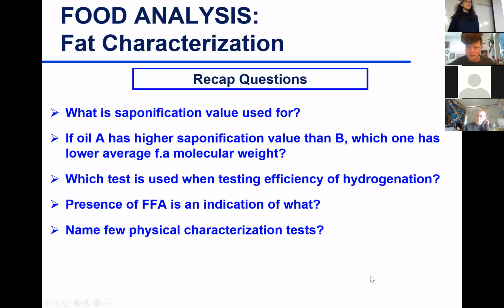Right, let's finish up fat characterization today, and hopefully we get time to start protein separation and characterization.